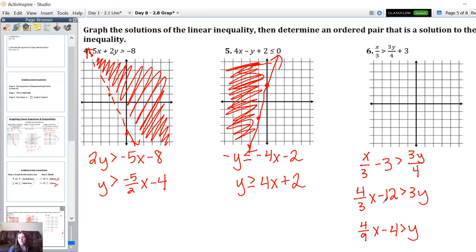If you prefer to have y on the left side, you could rewrite it, but make sure you keep the arrow pointing in the right direction. That would be y is less than 4 over 9 x minus 4. Both of those mean the same thing.